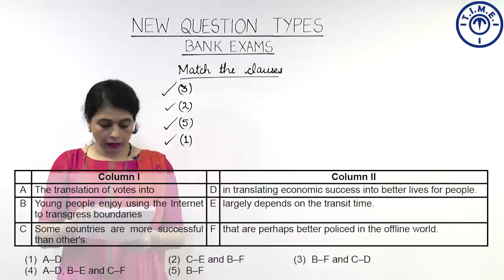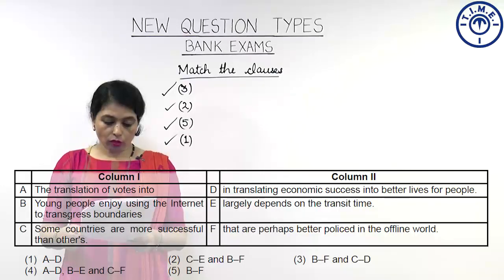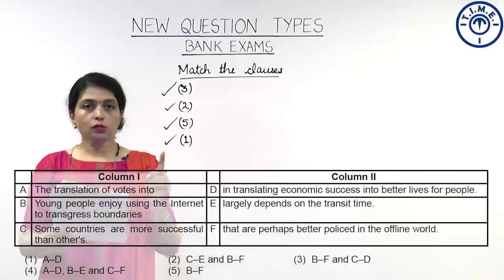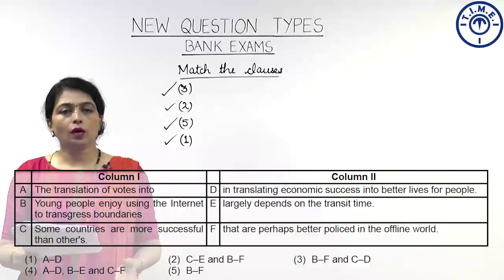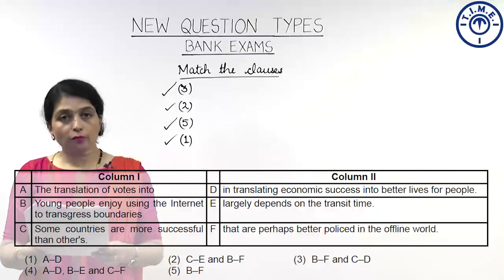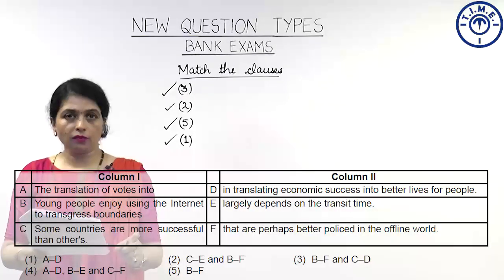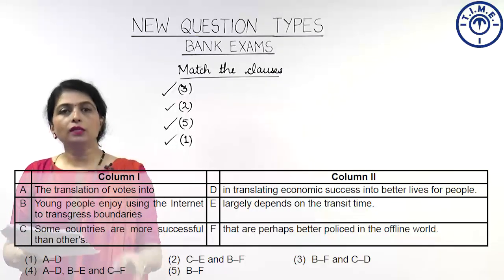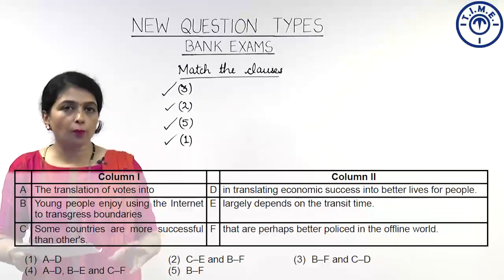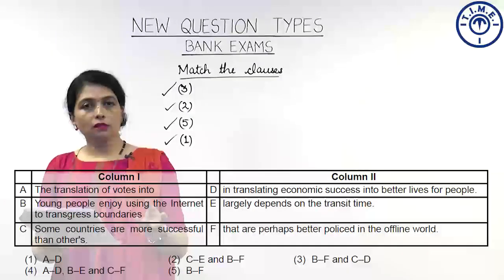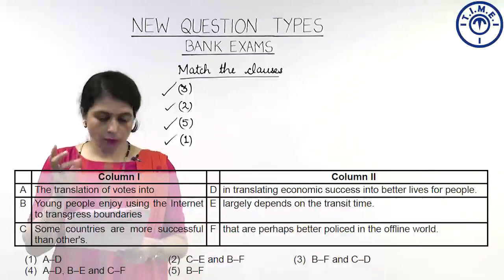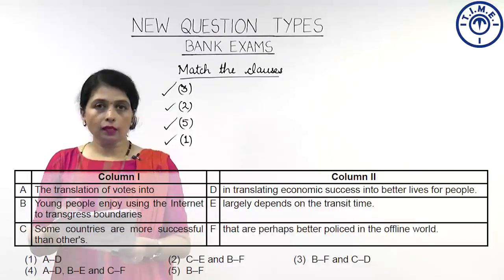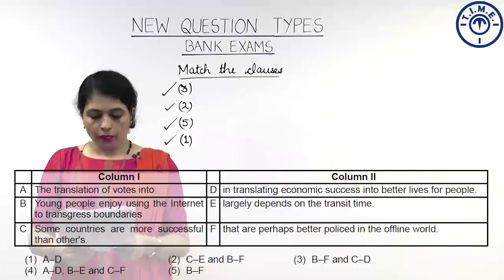Let's look at A and E. The translation of votes into largely depends on the transit time. Now, the translation of votes into what? As I said, a pronoun, a noun phrase or a noun needs to have been mentioned here, which is not given. So in the absence of anything suitable or appropriate enough to help this part connect with the other part, we cannot pair them. Okay, A and E is an impossible pair.